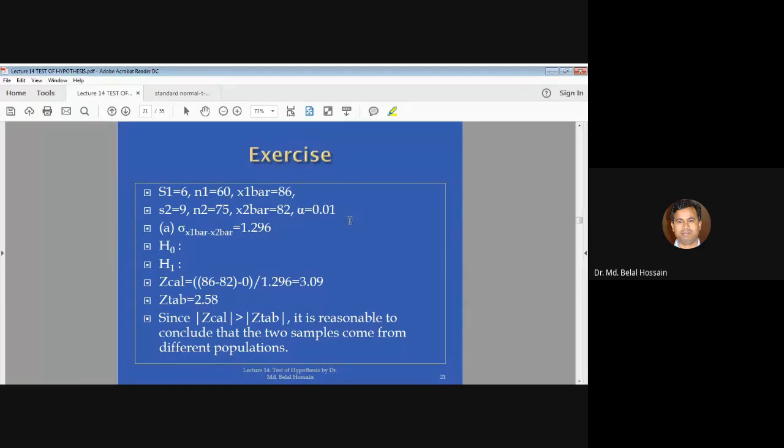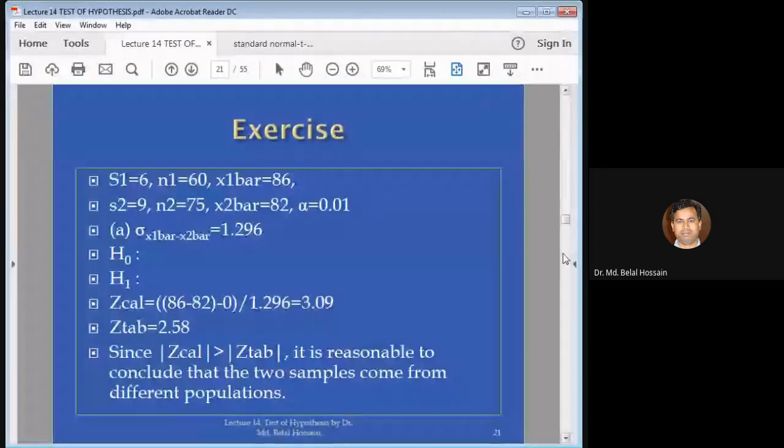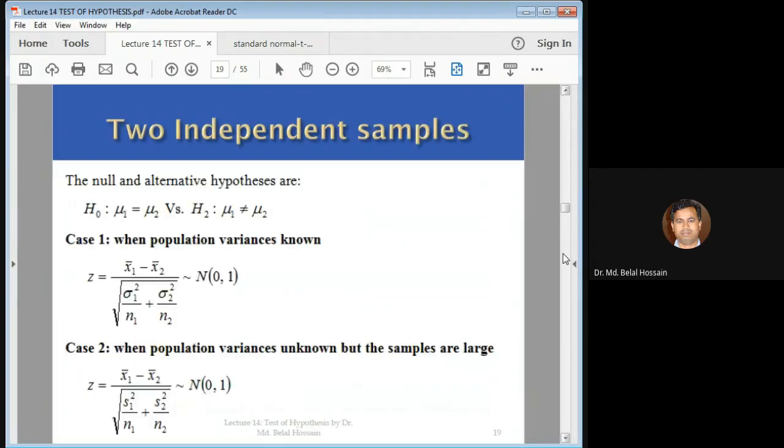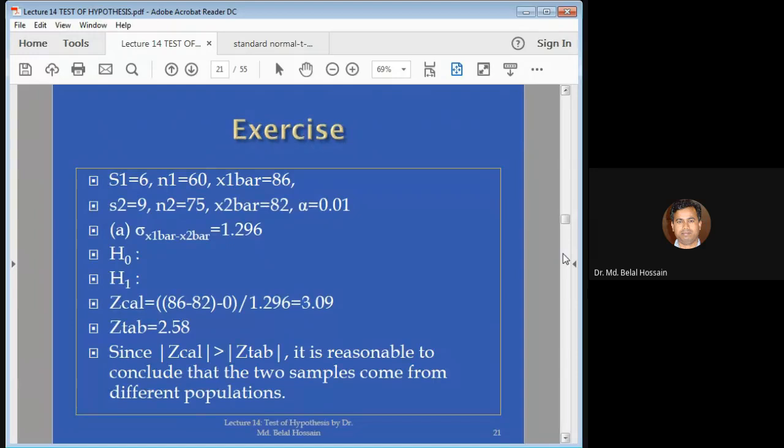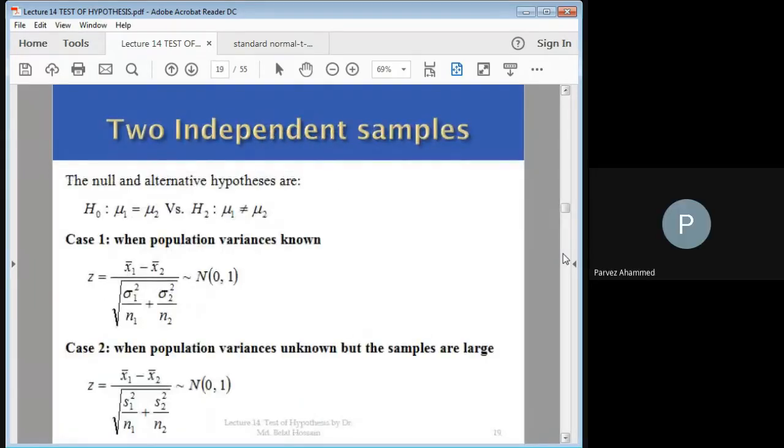So tell me, what should be the formula? Which formula will you use? Which of the four formulas will you use?